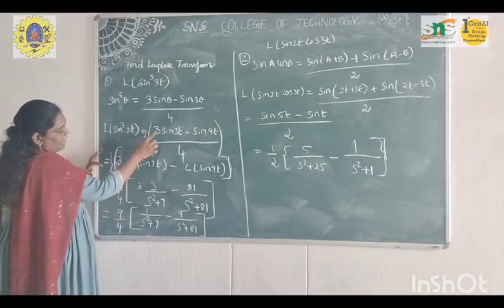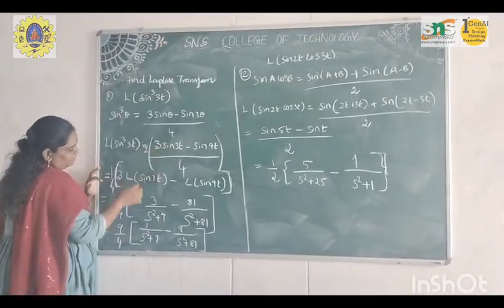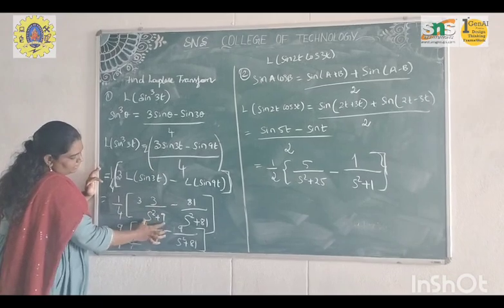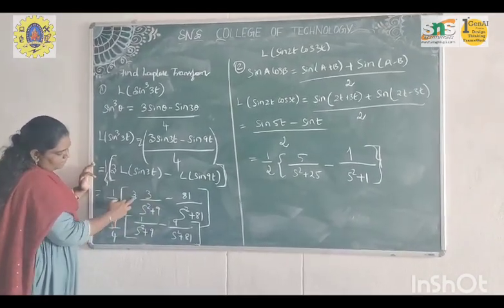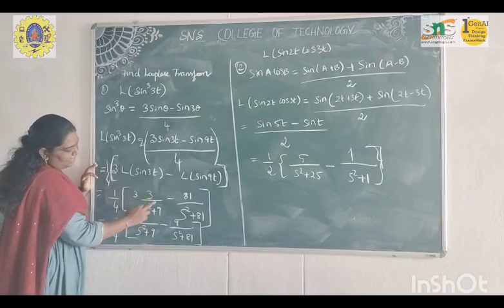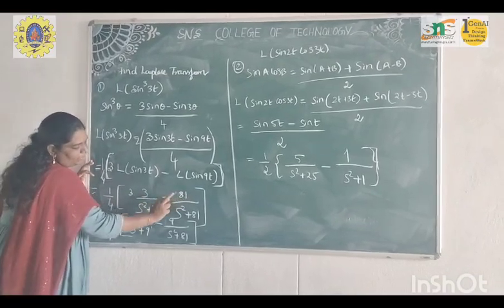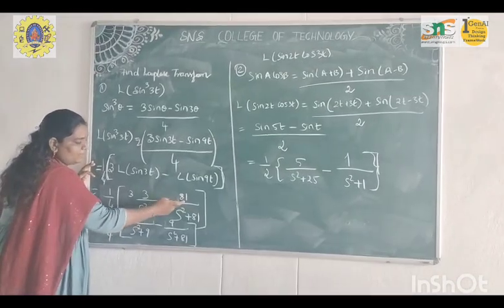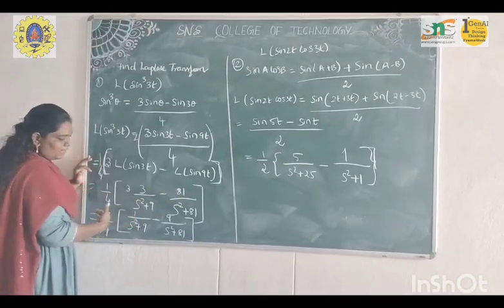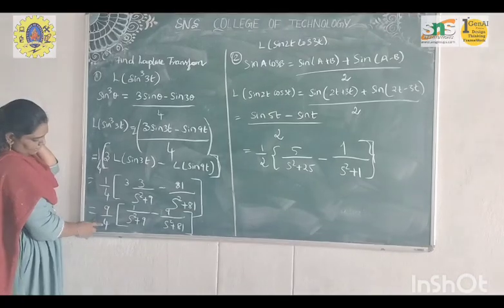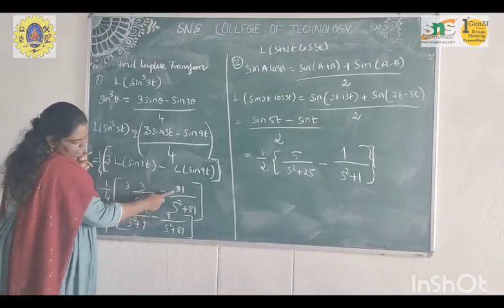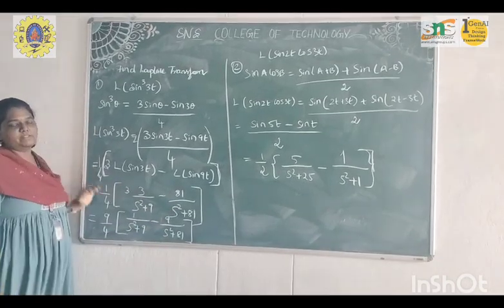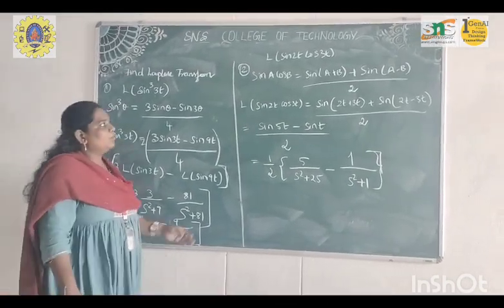Here we are having 3 into the sin 3t formula. So we are taking 9 as a common term, because 3 into 3 we will get 9, and in 81, multiples of 9 into 9 we will get 81. So we are taking 9 as a common term. So 9 divided by 4 into 1 divided by s squared plus 9 minus 9 divided by s squared plus 81 is the answer. Then we will go with the second sum.